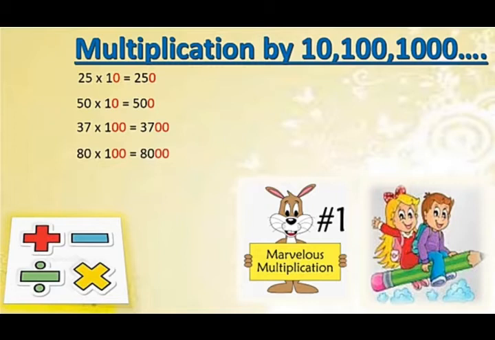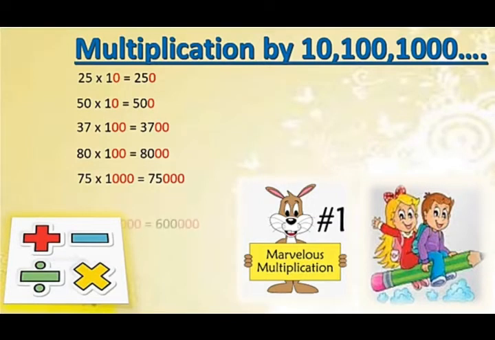Now to multiply a given number by 1000, write 3 zeros at the end. For example, 75 multiplied by 1000. For that, copy 3 zeros at ones, tens and hundreds place. And now 75 multiplied by 1 is 75. Therefore, 75 multiplied by 1000 is 75,000.